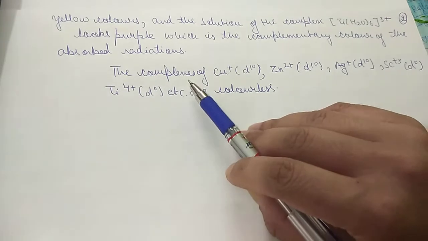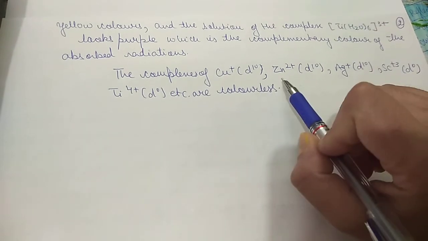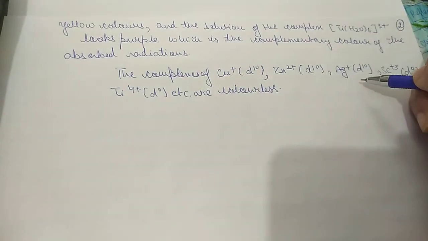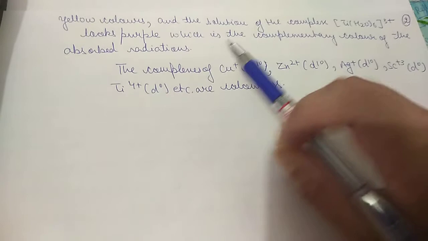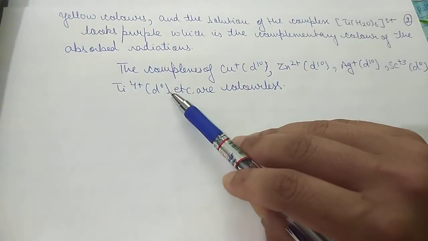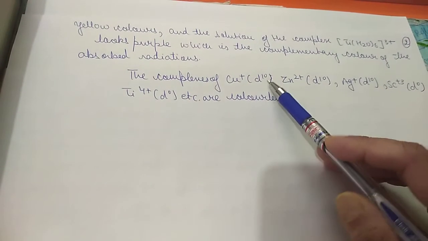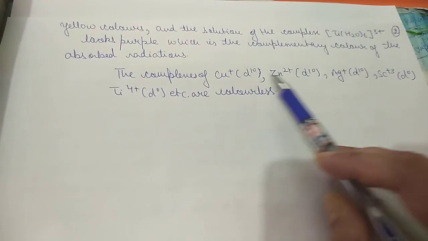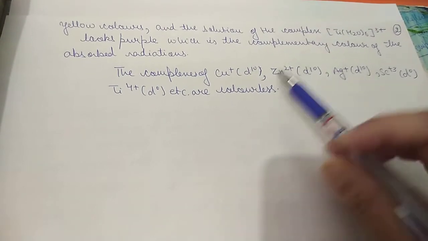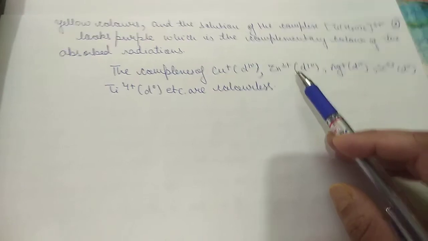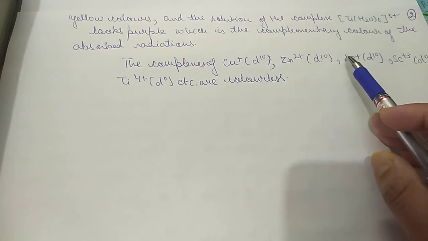Now we have complexes of copper, like anhydrous copper sulfate, which is white in color. Zinc salts are white, silver salts are white, scandium 3+ salts are white, and titanium 4+ salts are also colorless, white in color. The reason behind this is, in the case of copper and zinc, d10 is a fully filled configuration, so no excitation of electrons takes place from the lower orbital to the higher orbital.